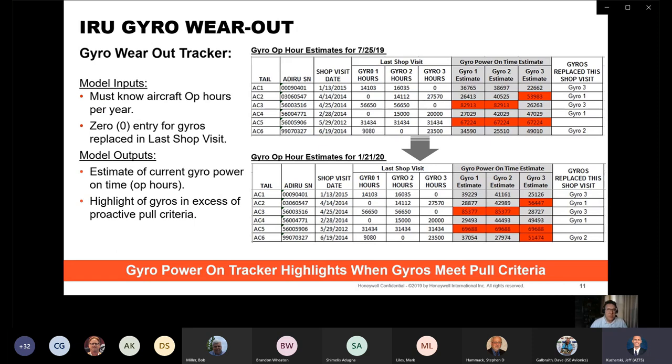So here's a brief discussion on a gyro tracking spreadsheet. The inputs are the operational hours of your fleet for the year, and the entry of the gyro hours that were reported in the last shop reports. The output of this model is going to be an estimation of the current gyro operating time. And through this, you can highlight any gyros that have operating times over a preset threshold that you've decided on.